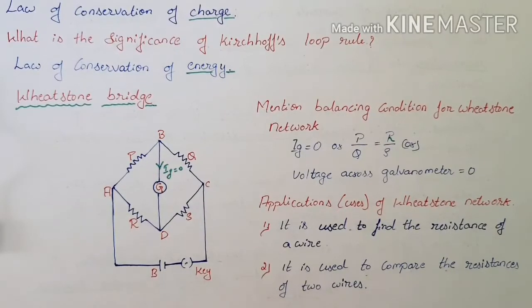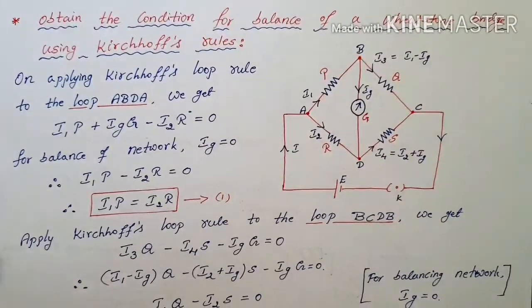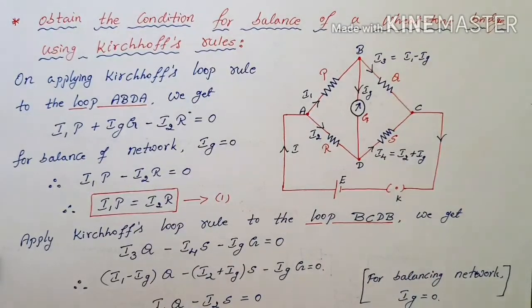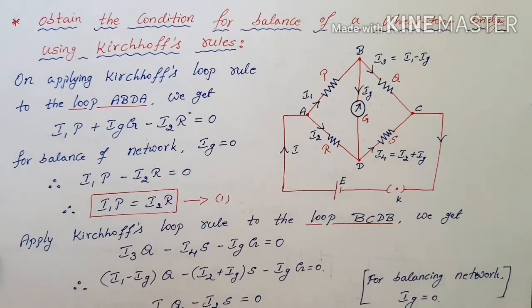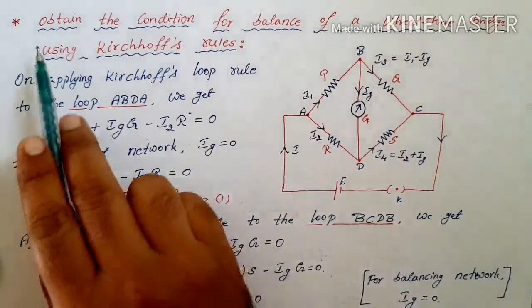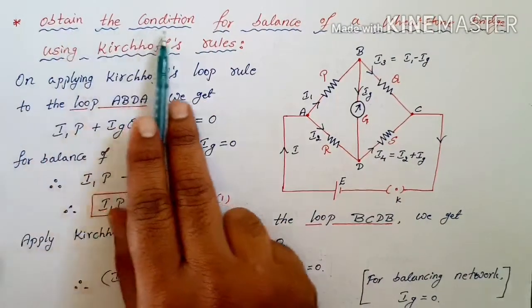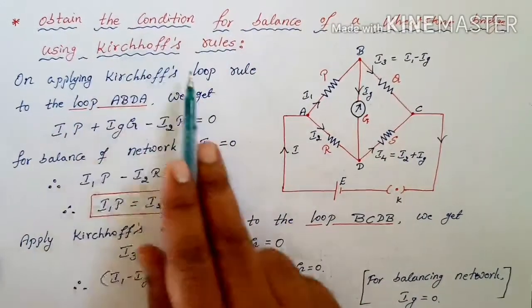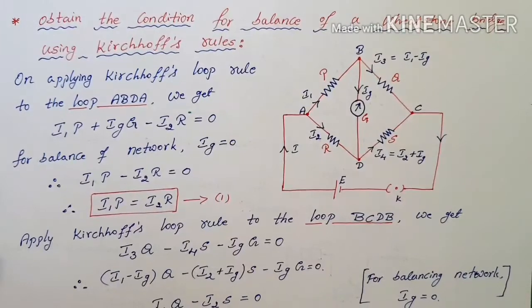Now we are going to derive the balancing condition expression. This is a very important derivation in the current electricity chapter. I will explain it slowly. Pay attention, concentrate. If you do not understand, revise it once again, replay it. The expression we are going to find is the condition for balance of a Wheatstone bridge using Kirchhoff's rules. We are using both the rules, the current rule and the voltage rule.